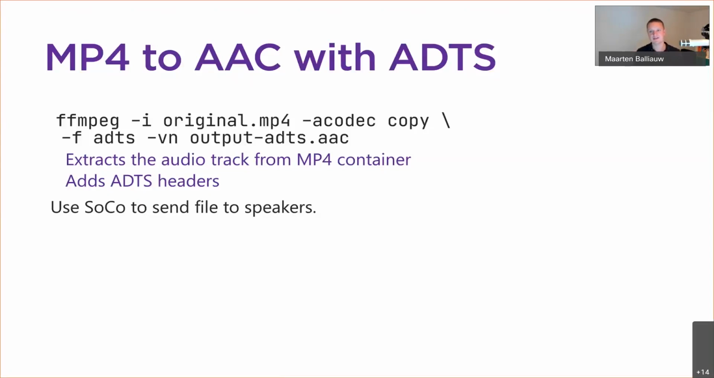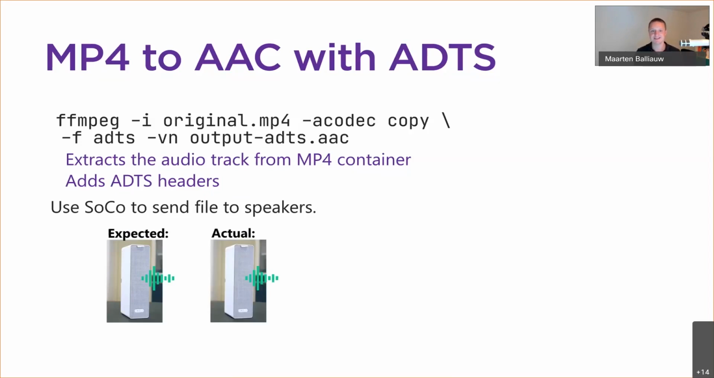So I extracted it using FFmpeg. Then I used that Soko library again to send that file to speakers. Well, essentially send the URL to my extracted ADTS audio to those speakers. Expected result was I would hear audio. And the actual result was I had audio. Yes, happy cat.